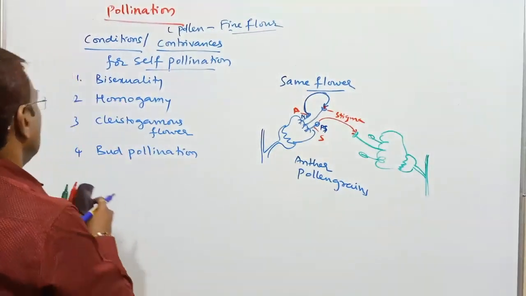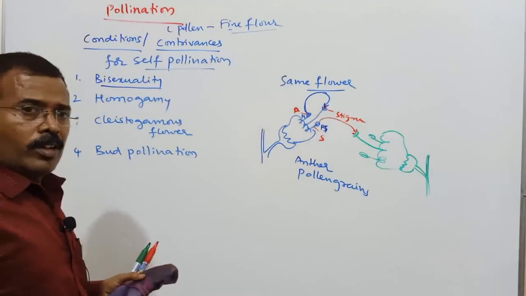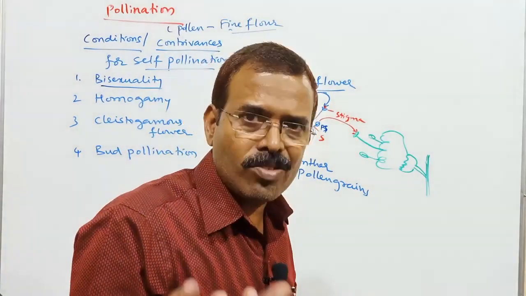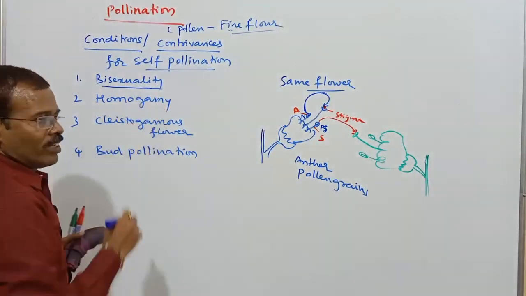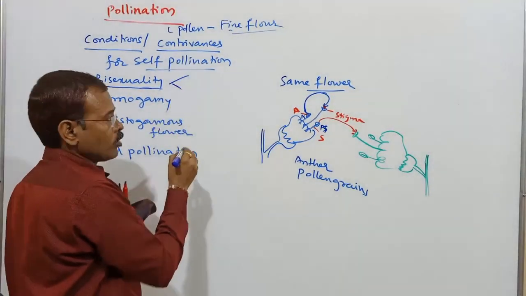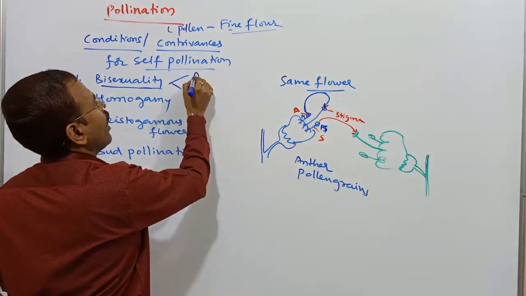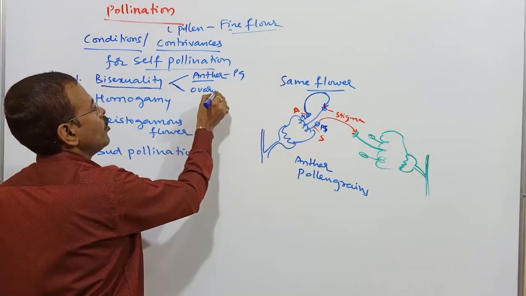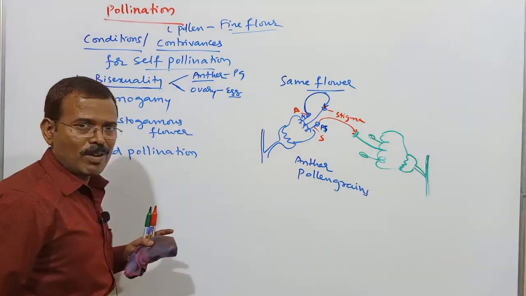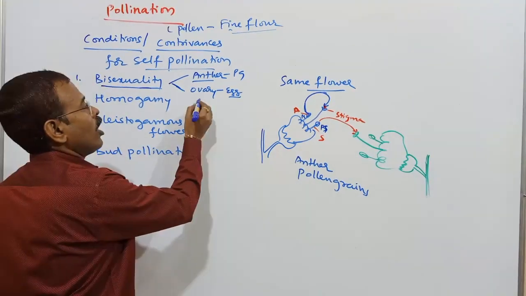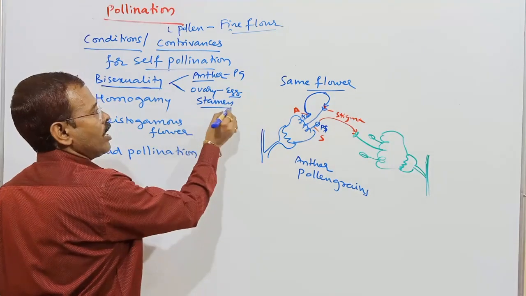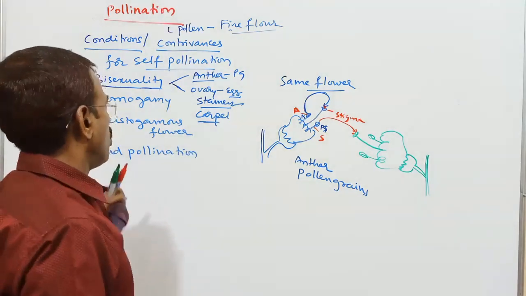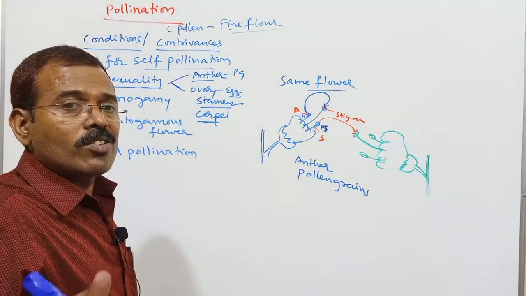So the first one is bisexuality. If self-pollination has to take place in a flower, the flower should be bisexual. It should have the anther, which produces pollen grain, and it should have the ovary, which produces the egg, the female gametophyte. That means it should have both stamen and carpel, both the male reproductive structure and the female reproductive structure. That is called a bisexual flower.